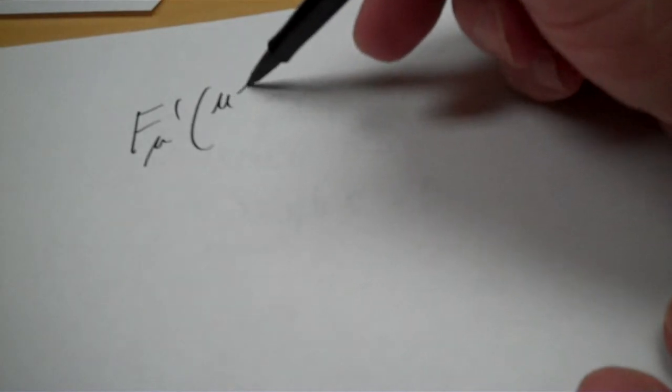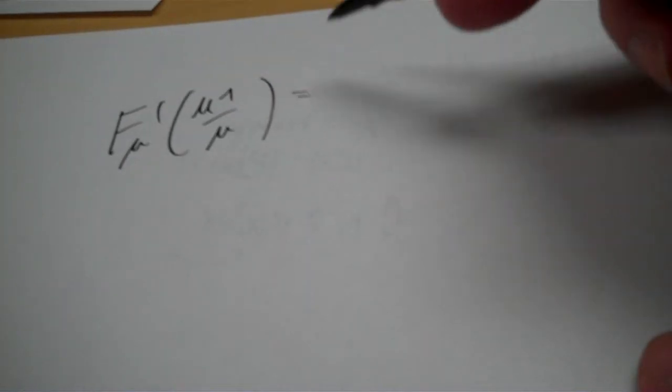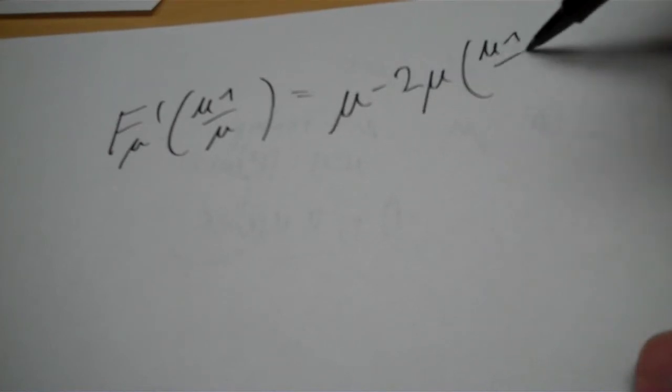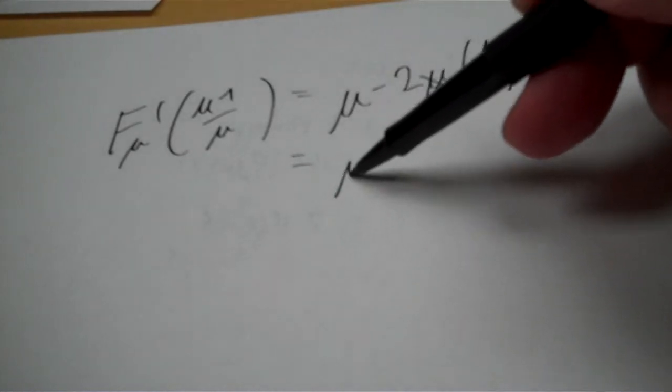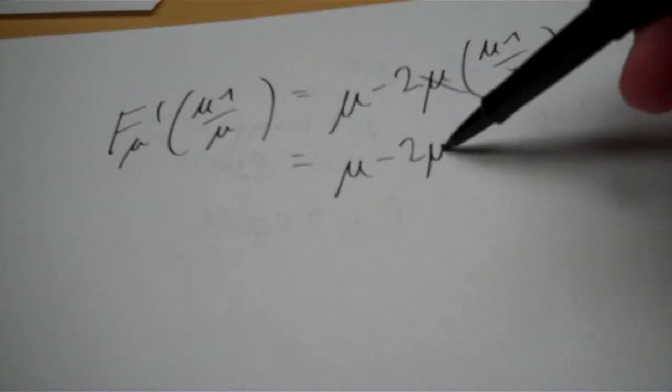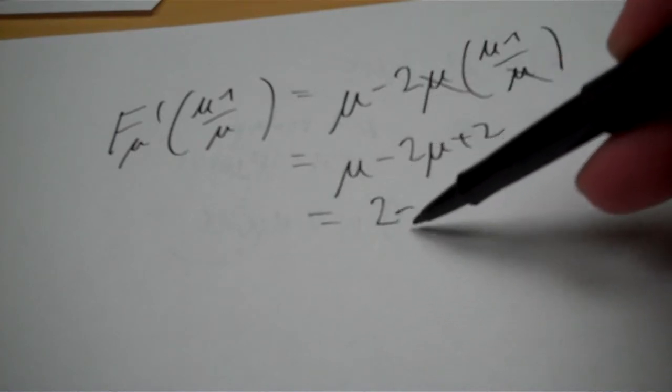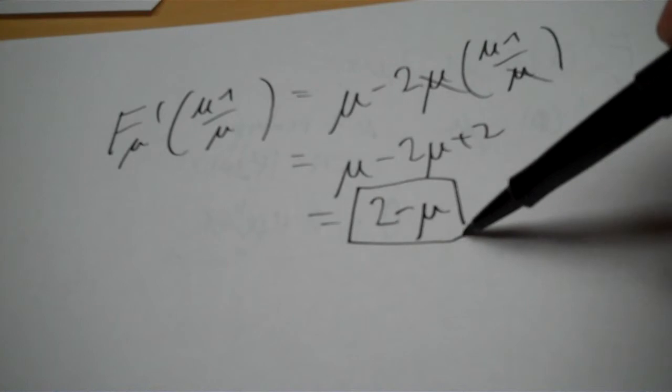So then what about the other guy? Well, if we plug the mu minus 1 over mu, the other fixed point, into the derivative, then what we get is mu minus 2 mu times that value. The mu's cancel, not as bad as it might be. Mu minus 2 mu plus 2, which gives you 2 minus mu.